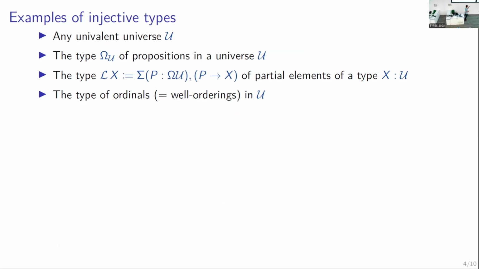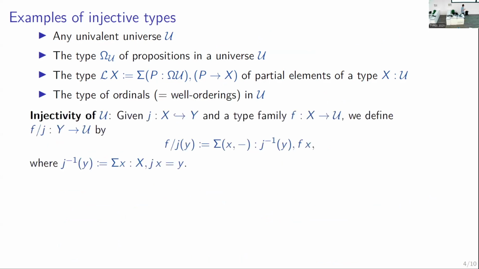Let me sketch how you get the injectivity of the universe so that you get a sense of how this works. Given a map J and a type family, now this is a map into the universe, you can define the extension by just taking the sum over the fibers. And whenever the fiber contains something, you apply F. And that's it. This is the notation for the fiber. And this gives you a new type, right? Sigma is a type constructor, and it has the required property. And you can use pi as well, right? So instead of summing over the fibers, you can also take a product of the fibers.